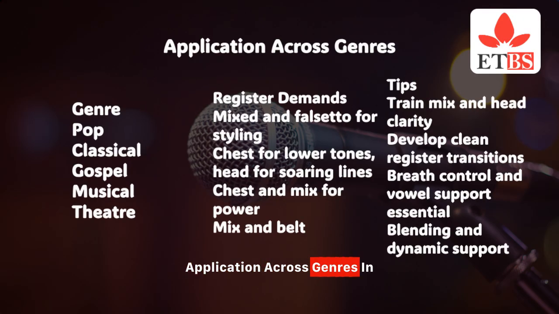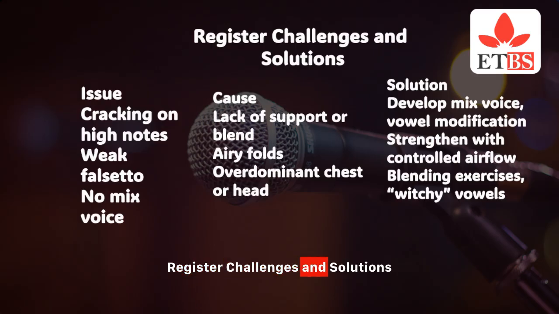Application across genres. In this course, we will be using genre, register demands, and tips in our table. First, pop: mixed and falsetto for styling. Train mix and head clarity. Second, classical: chest for lower tones, head for soaring lines. Develop clean register transitions. Third, gospel: chest and mix for power. Breath control and vowel support essential. Fourth, musical theater: mix and belt. Blending and dynamic support. Fifth, jazz: falsetto and fry for texture. Style-conscious register shifts.